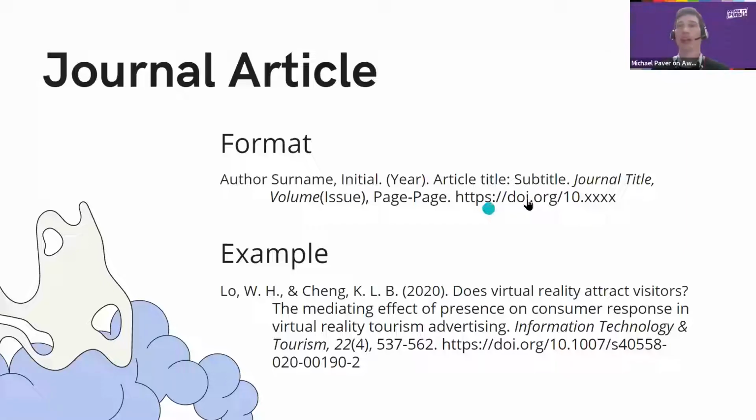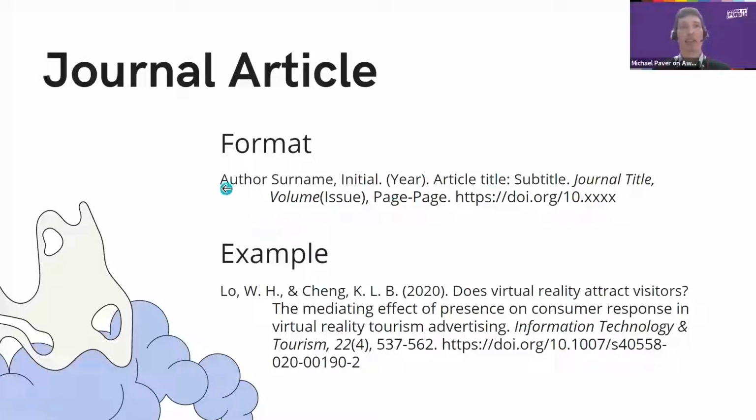It's also things like italics. So there are different parts of the reference that need italics. Here it is the journal title and the volume. And the punctuation. So commas, full stops, colons, it's all part of the referencing style.